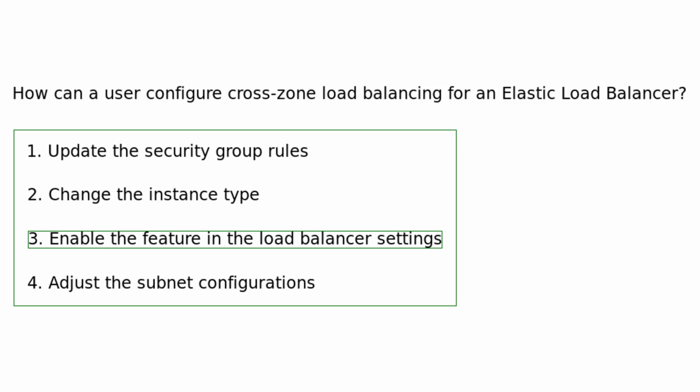Configuring cross-zone load balancing for an elastic load balancer involves enabling the feature in the load balancer settings, which allows distributing traffic evenly across all registered instances in all enabled availability zones.